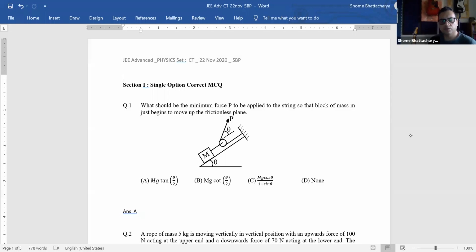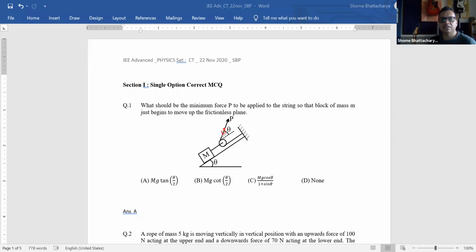Okay, so let's start with question 1. Anyone has a doubt in question 1? Okay, so let's discuss. So here you see, you have to remember that the pulley is attached to the block, and it's rigidly attached to the block. So whatever forces are acting on the pulley, those forces are acting on the block.